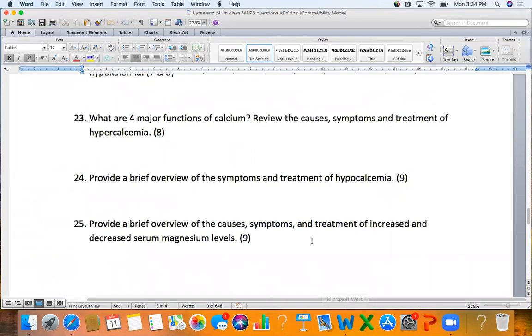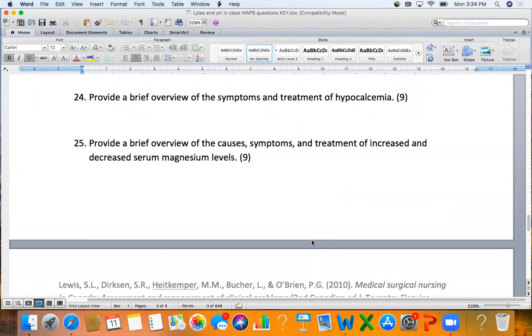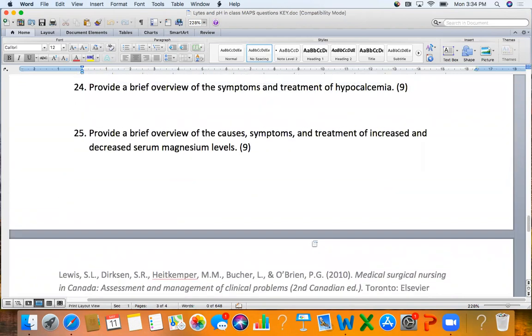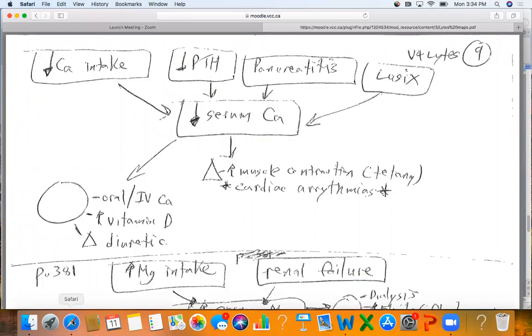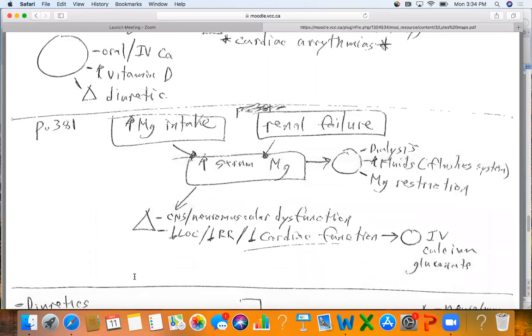Okay, on to magnesium, question 25, and then we go to protein in 26. So 25, talking about magnesium. What can cause increased serum magnesium levels? Hoping these two rectangles up here at the top are pretty obvious. What are our symptoms at the triangle?